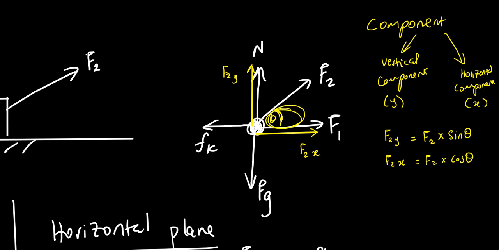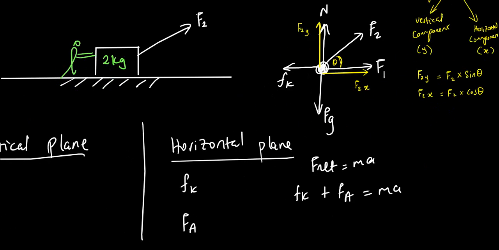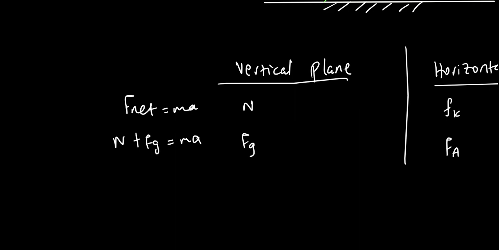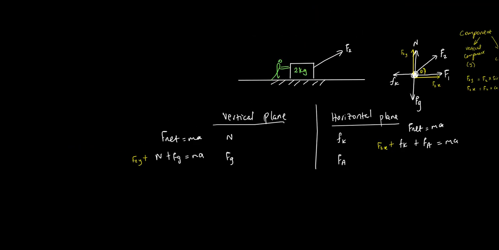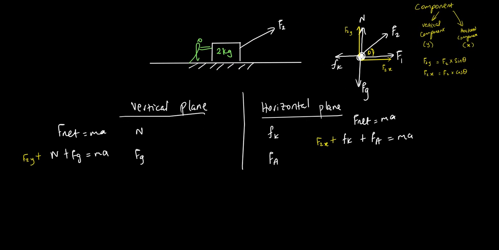In that way, once we are done calculating F2x and F2y, that's when we can come here and say we must also add F2x. And then that's when we come here and then we say we must also add F2y. In that way, you have successfully placed F2 in the horizontal and in the vertical. Is there any question? Do we understand?